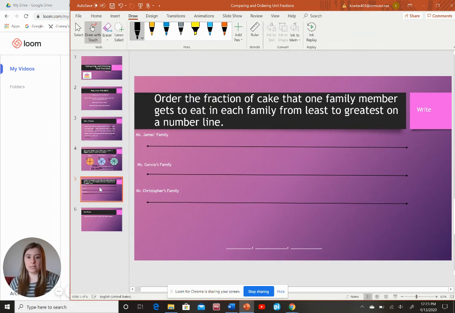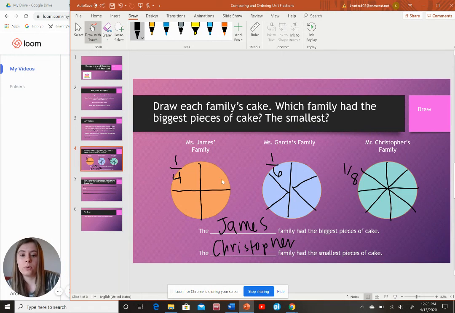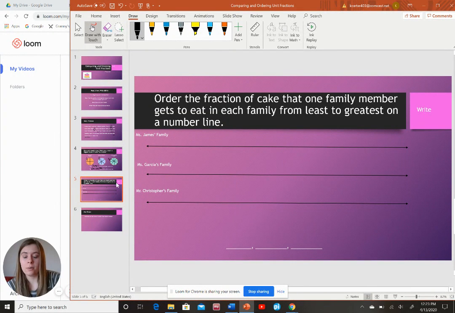Now for our right section of our RGW, we're going to be writing the order of fractions that one person ate from least to greatest. And before we do that, we want to do a little bit of practice with a number line. So for Mrs. James' family, if we look back at our picture, we'll remember that one person would have eaten 1/4 of a cake, so we want to represent 1/4 on her number line.